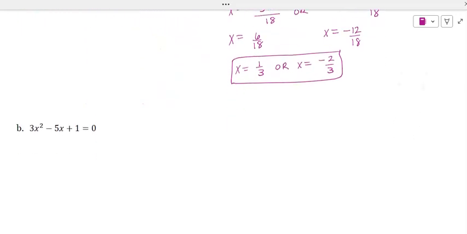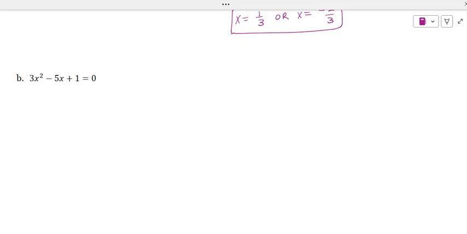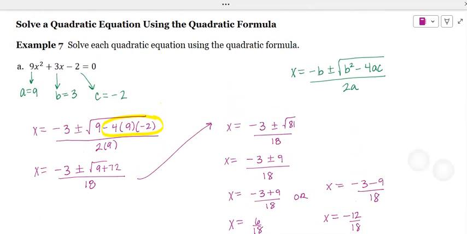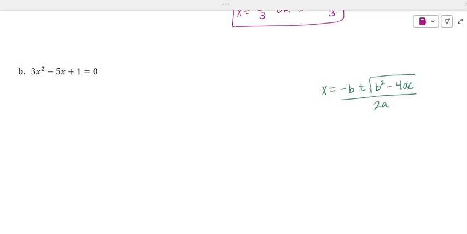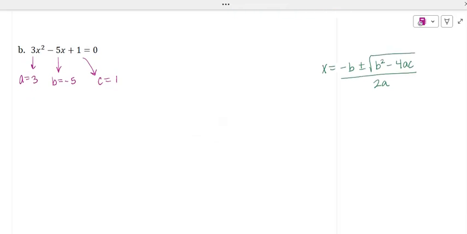Let's look at a second example. Let me copy down the quadratic formula here so we can use it again. Okay, so for this example, a is equal to 3, b is equal to negative 5, and c is equal to 1. So plugging these values into the quadratic formula, we have that x equals negative 5, which is going to end up being a positive 5.